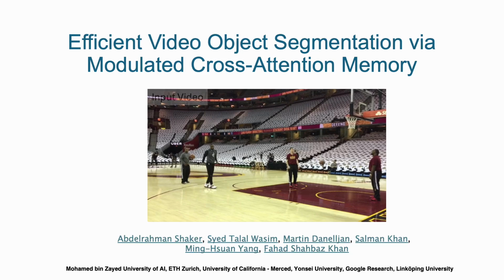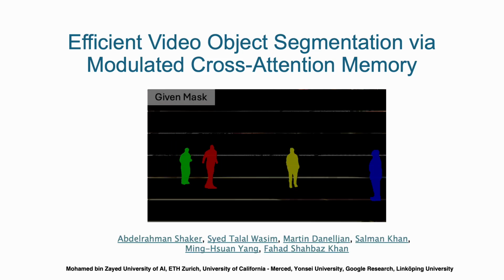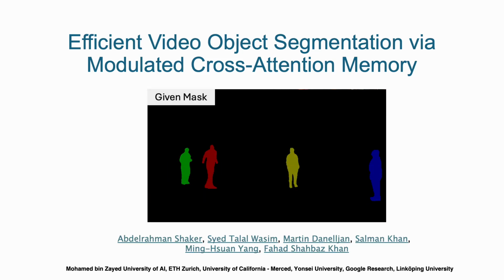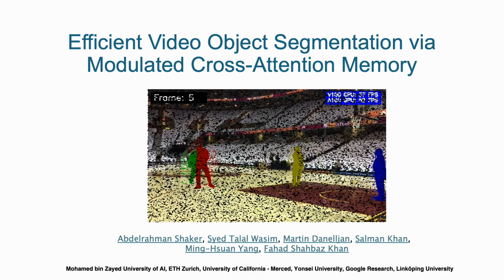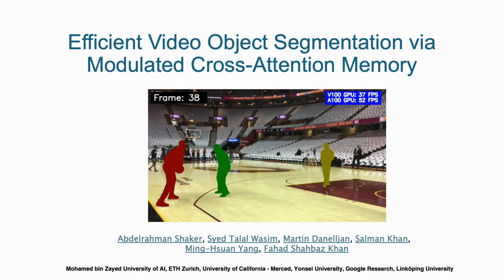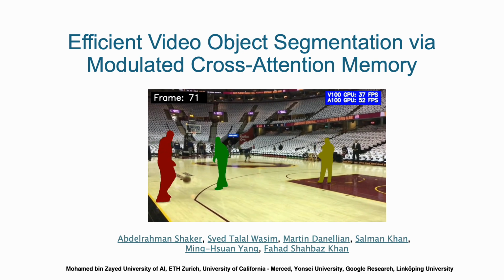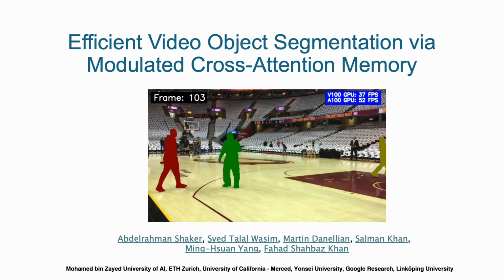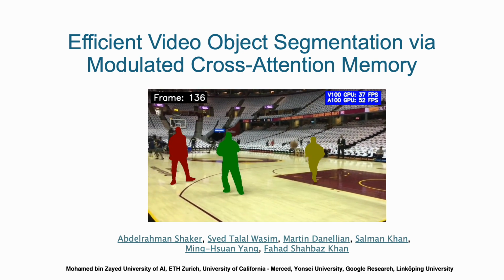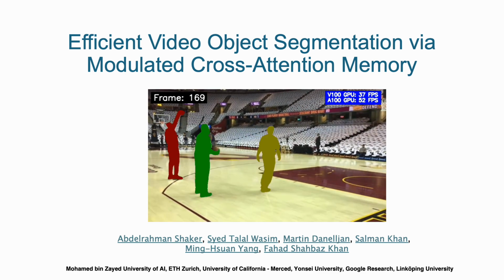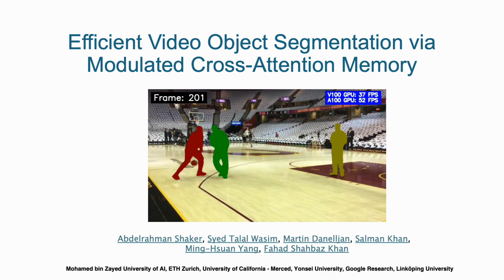We present our work in this video. Efficient video object segmentation via modulated cross-attention memory. Given a mask of objects, our method segments long videos in real time with high FPS and less GPU memory demands. Our method runs at 37 FPS on V100 GPU and 52 FPS on A100 GPU.